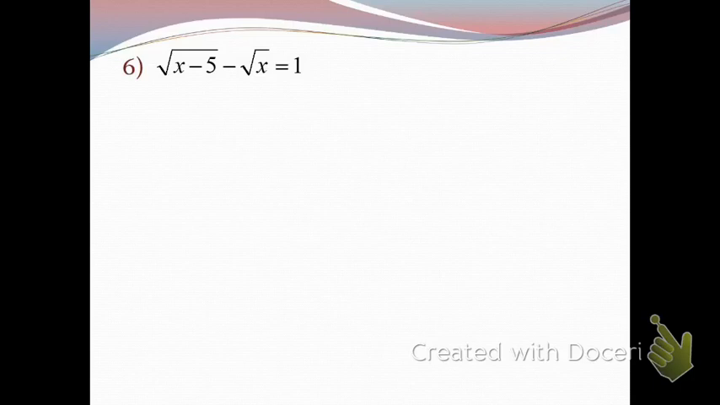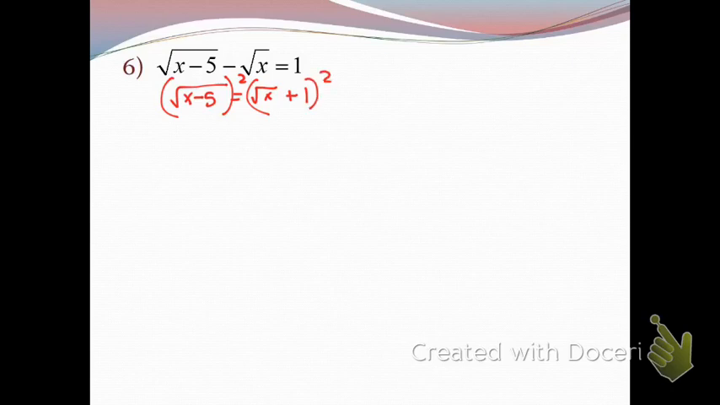All right. What should we do here, guys? I want to get one of the radicals isolated. So, Jake, what should I do? Yeah, let's add that square root of x over to the other side. So now I have the square root of x minus 5 equals square root of x plus 1. And now square both sides.